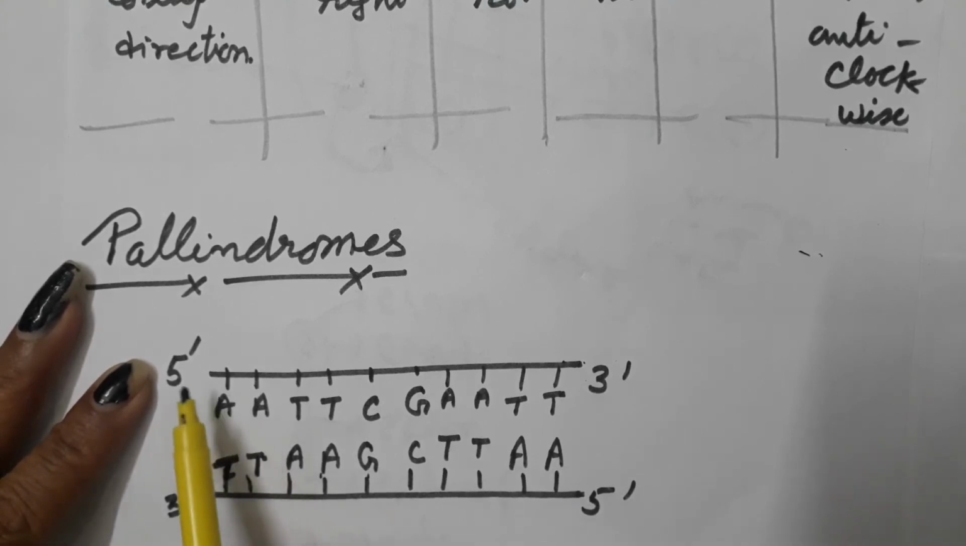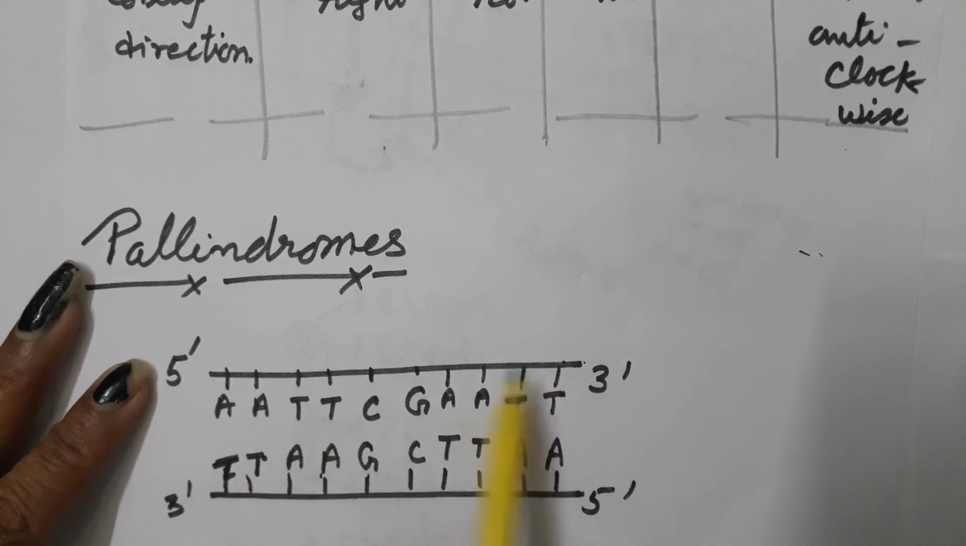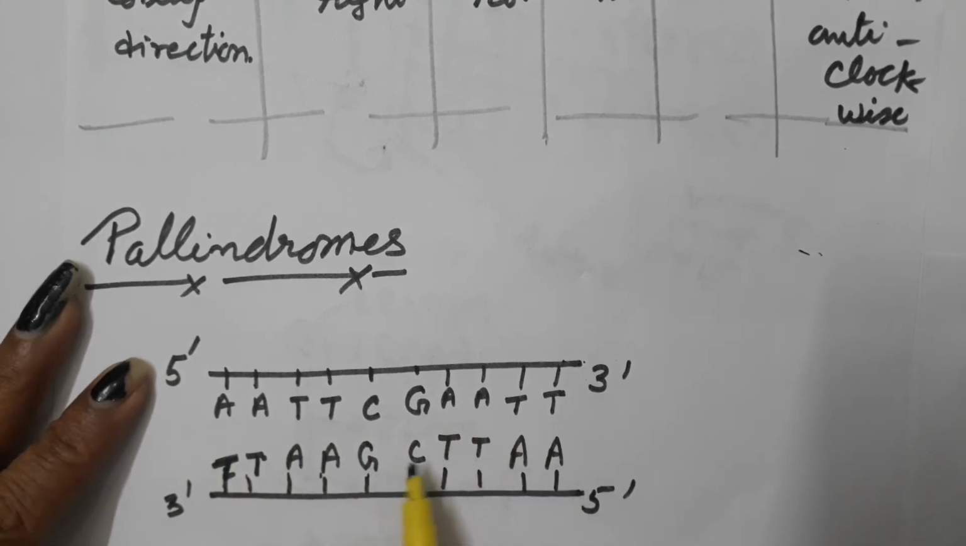As in here, on the 5' to 3' direction strand, the sequence is A A T T C G A A T T. On the other strand, when we read this in the similar manner from 5' direction, that is A A T T C G A A T T. So on both the strands, when we read in the same direction, the nitrogenous sequences are the same, showing the palindrome sequences. This is useful when we study biotechnology.